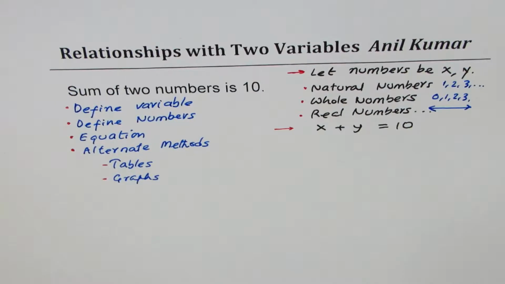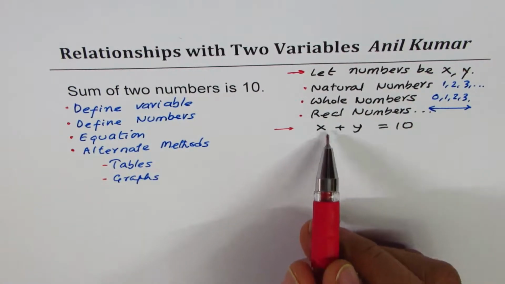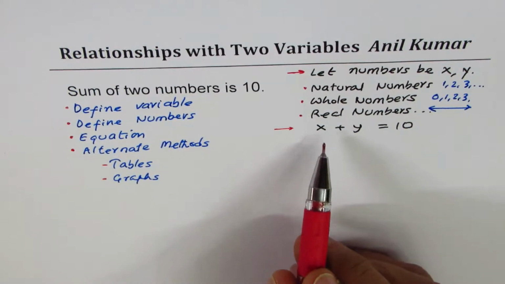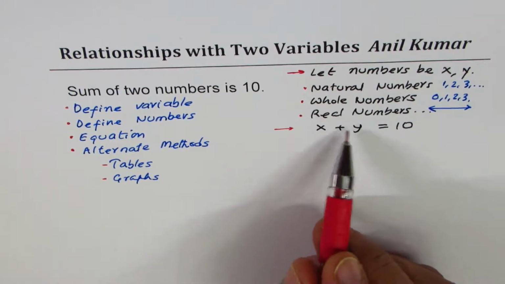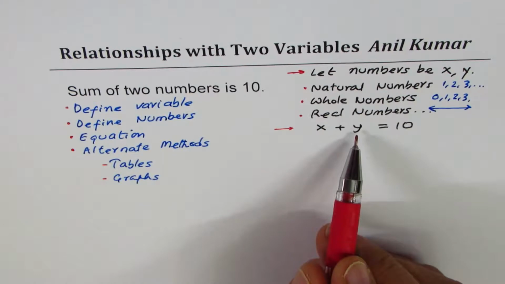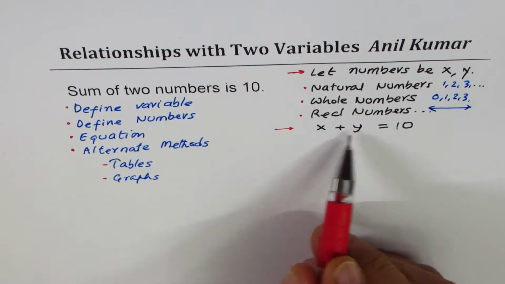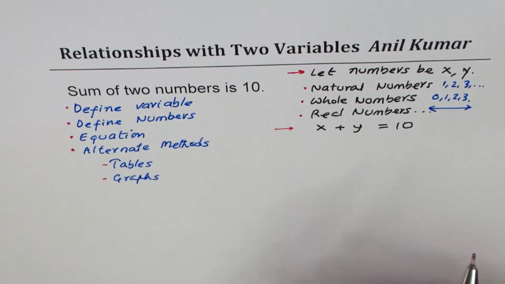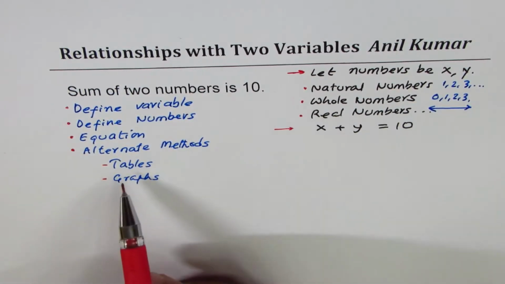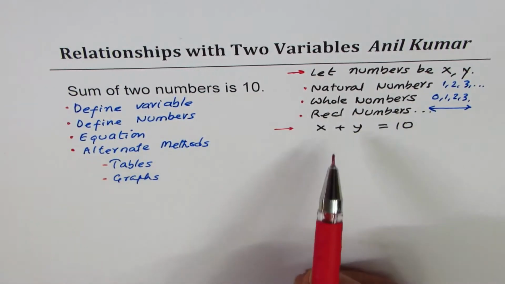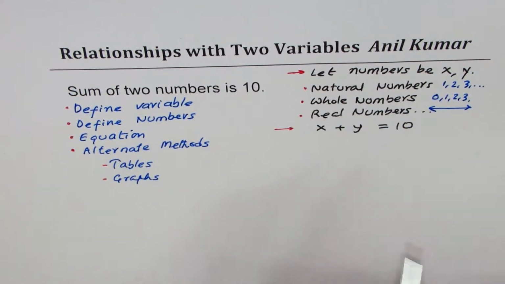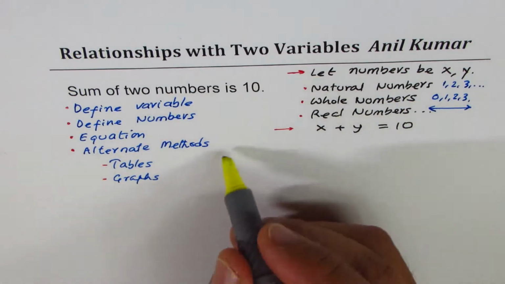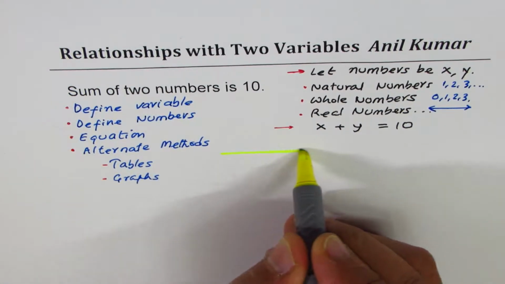Now let's talk about these two variables x and y. What are possible solutions? To find possible solutions, we can adopt trial and error. That is one method. The best way of trial and error is actually tables. So what we will do now is create a table so that we can define two numbers whose sum is 10. So let's do it. Let's make a table here.